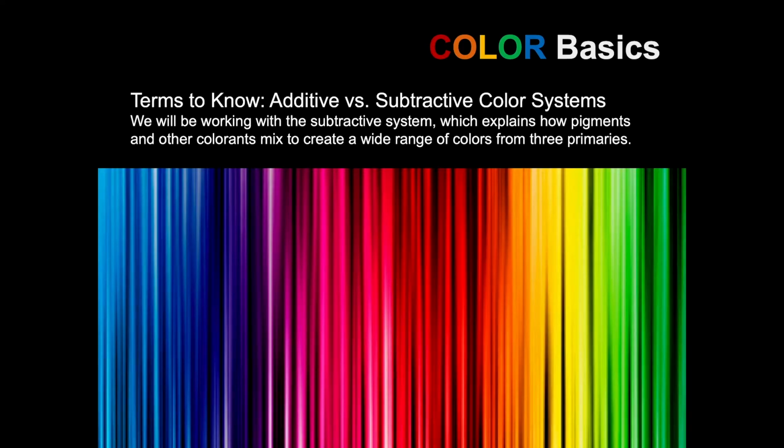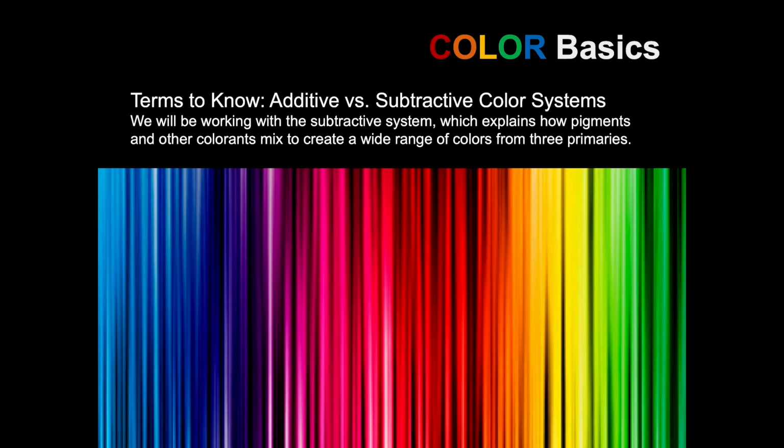First of all, there are two basic approaches to color systems, the additive and the subtractive, and we will be working with the subtractive system. That's the system which explains how pigments and other colorants mix to create the wide range of colors that we get from our three primaries, which are blue, red, and yellow in the subtractive system.